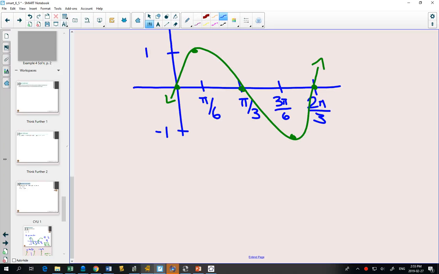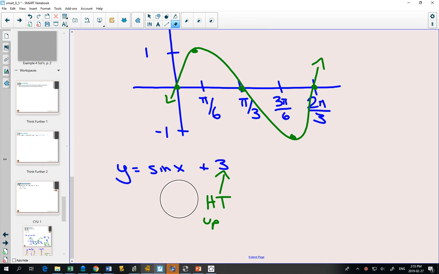Finally, the last one where we have something new. What happens when there's a +3 afterwards? That's outside the function, so it'll be vertical, not horizontal. It'll be a vertical translation. You're going to move up 3. How are we going to use this for a shortcut?